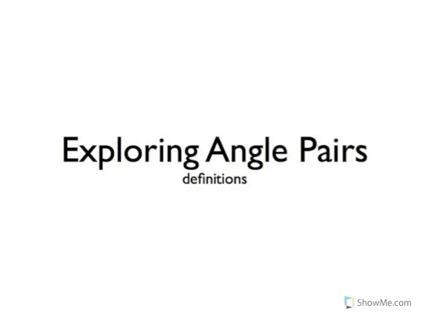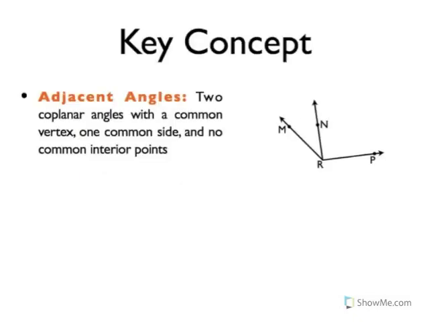Now that you know how to measure and classify angles, we're going to explore some angle pairs, because angles frequently come in these helpful pairs. The first angle pair is adjacent angles. These are two coplanar angles with a common vertex, one common side, and no common interior points.